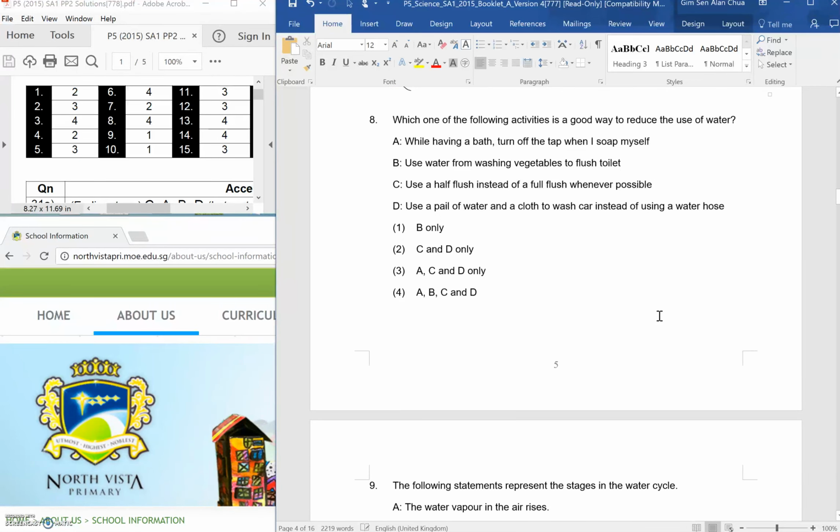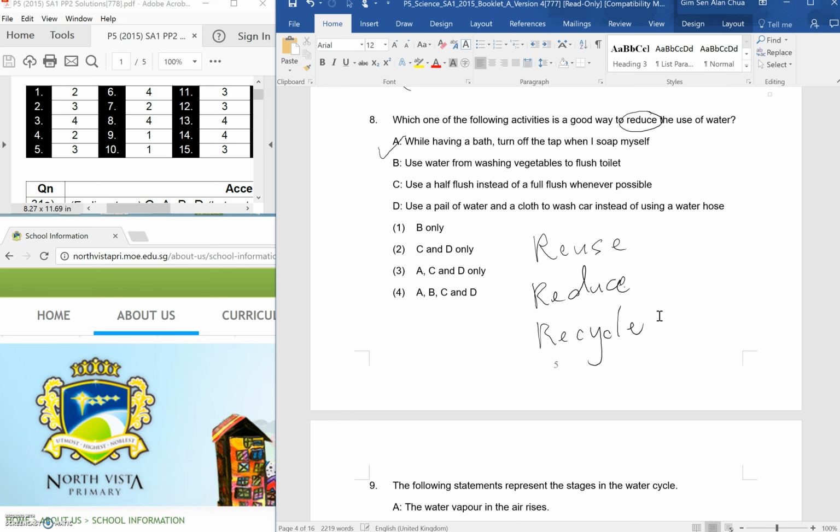Now, moving on, question number 8. Which of the following activities is a good way to reduce? Now we talk about reduce. So basically the 3 R's are reuse, reduce, and recycle. We have to be very clear what each of the following refer to and the various example. So let's see. Reduce use of water. While having a bath, turn off the tap when I soap. That means you use less water. When you use less water, you reduce.